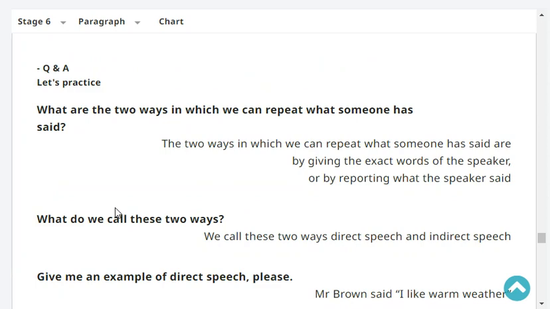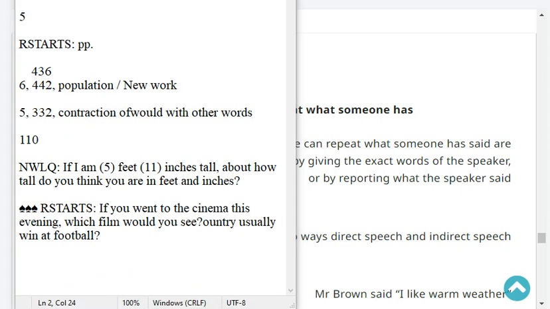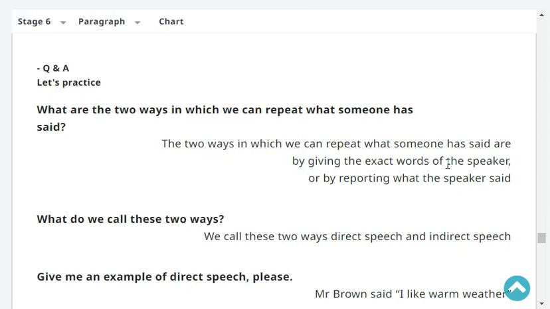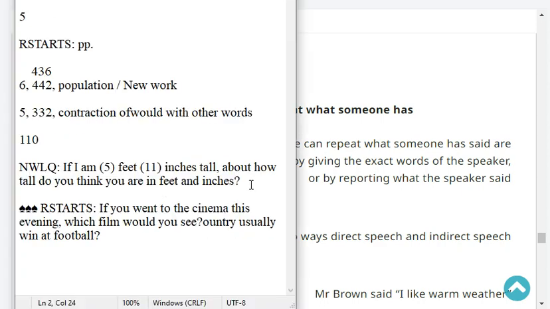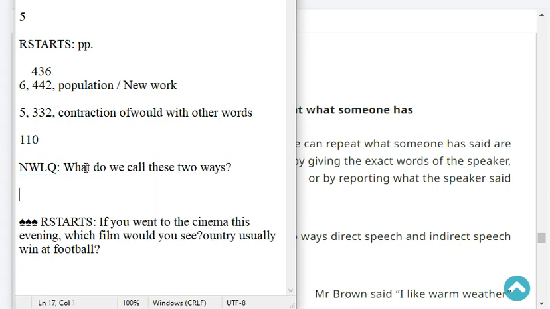Okay, let's practice. What are the two ways in which we can repeat what someone has said? The two ways in which we can repeat what someone has said are by giving the exact words of the speaker or by reporting what the speaker said. Very good. Okay, so we stop there for today and let's move on to reading.